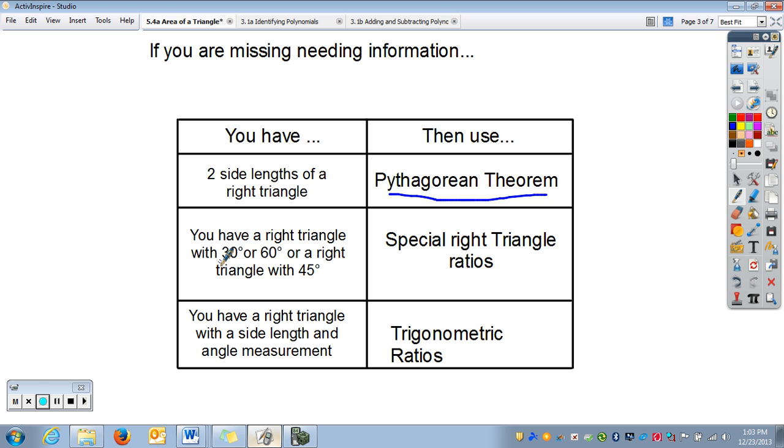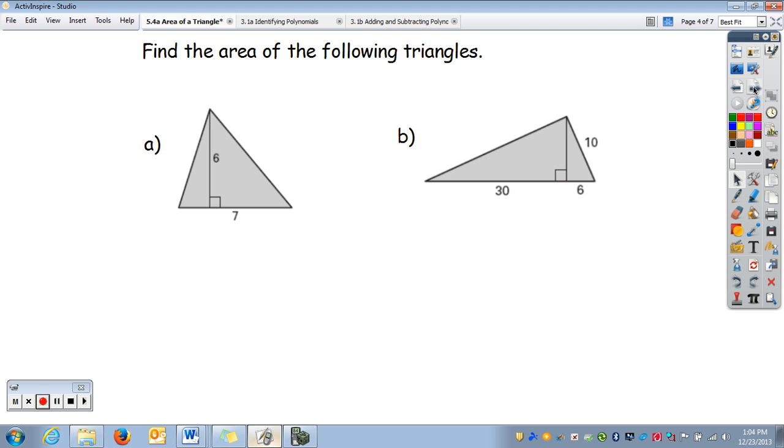If you have a right triangle 30-60 or a right triangle 45, you're going to use your special right triangle ratios that we use. Or if you have a right triangle with a side length and an angle measurement that is not one of these, you can use the trigonometric ratios. If you had this situation, you could use trigonometry every time and you're going to get the right answer. So this is the reason why we had to learn all those, so we could apply it.